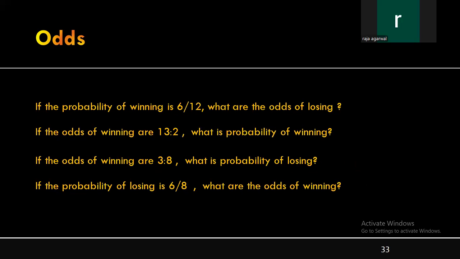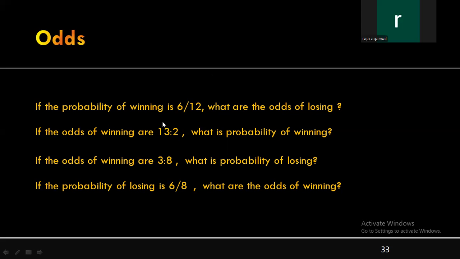Okay, I will give you a simple exercise. Can someone tell me what the answer for this is? Here, let's say the probability of winning is 6 over 12. What are the odds of losing? They have given the probability of winning, and they want you to give the answer in terms of odds of losing. What is 12 here, first of all? The total possible outcomes. Out of the total possible outcomes, the probability of winning is 6. That means the remaining 6 is the probability of losing.